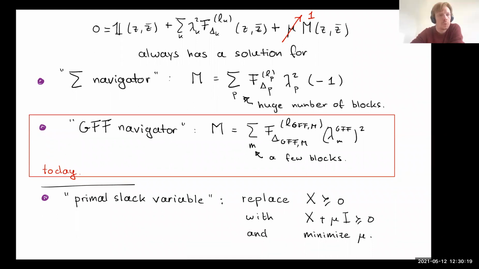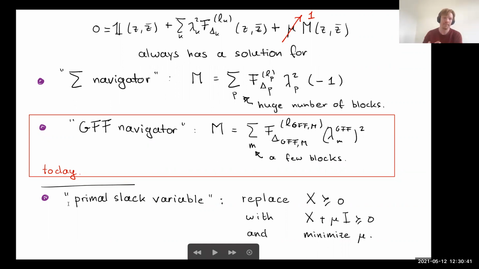So those are 2 relaxations of the crossing equation that you can use. And today we'll look at the GFF navigator. It's very natural, I think, because it just adds a few blocks. There's no choice about the kind of blocks you have to add. There's a natural normalization also. So it's a nice navigator function.